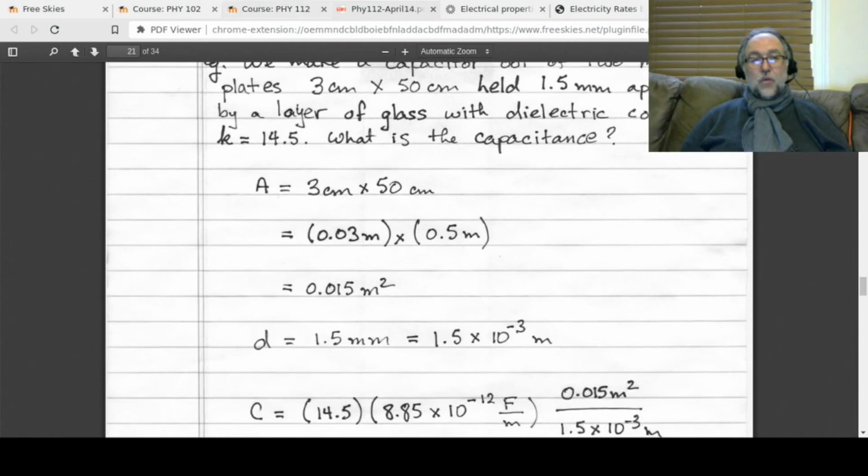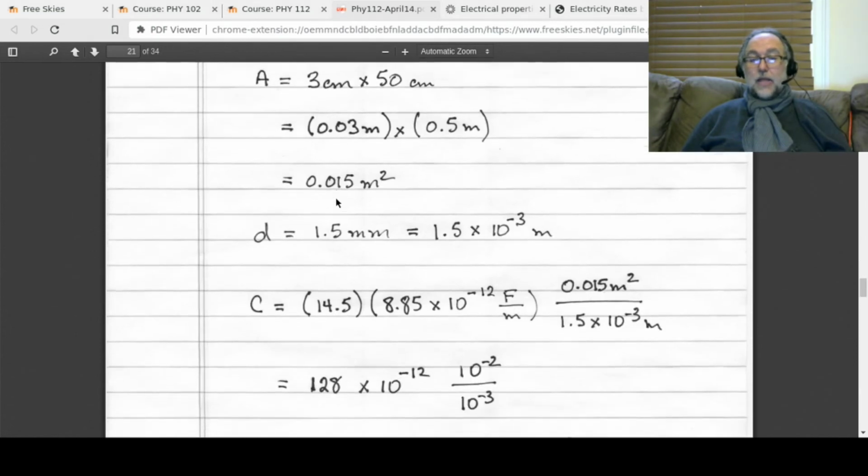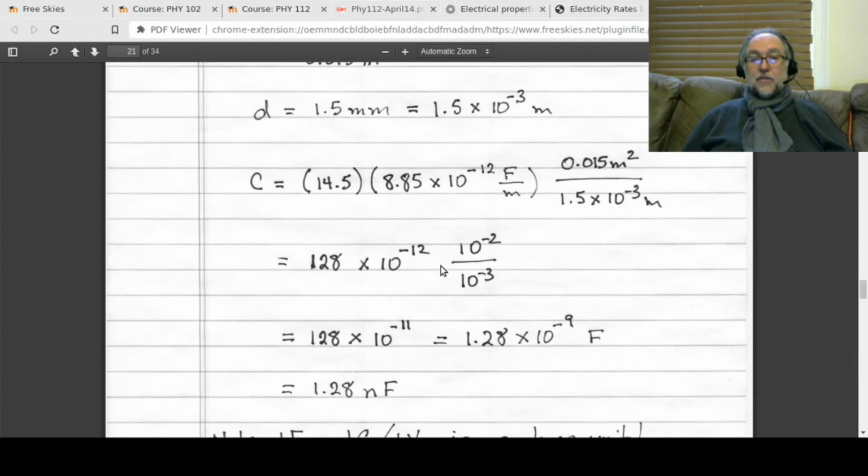Well, let's start off. We're going to need the area of the plates from that formula, and that's 3 centimeters by 50 centimeters, length times width. Convert to meters, so that's 0.03 meters times 0.5 meters, which gives you 0.015 meters squared. There's the area. The distance between the two plates is 1.5 millimeters, but convert to meters, and a millimeter is a thousandth of a meter, so 10 to the minus 3. Now we're ready to plug into the formula.